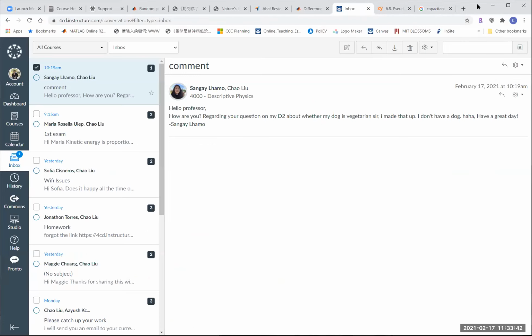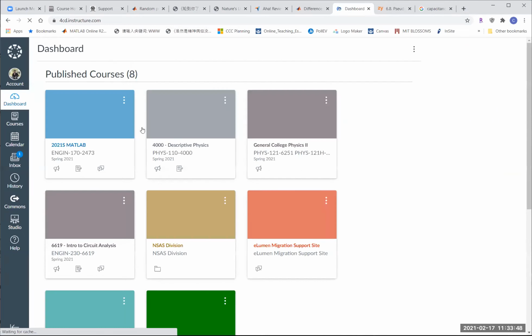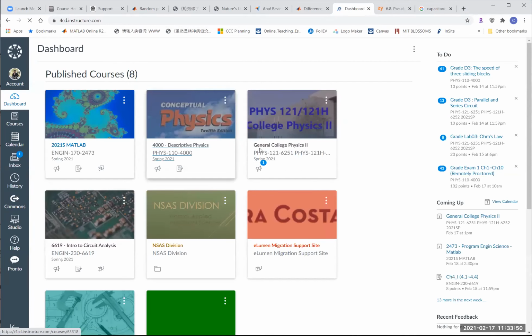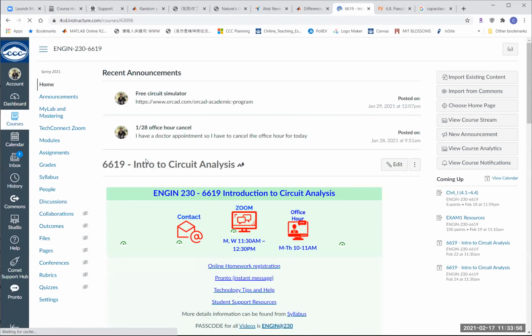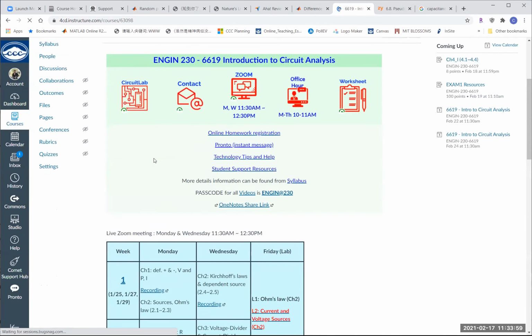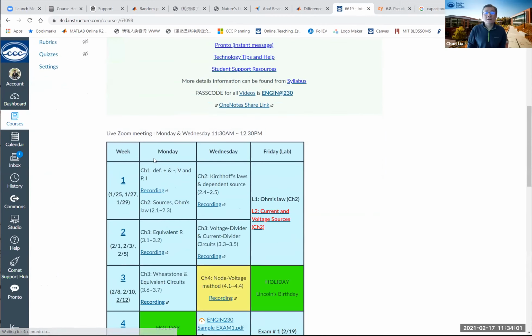Professor, we have studied a part of chapter 4, 4.1 to 4.4. It's going to be in the exam, right? Yes. But chapter 4 has many parts later. We just cover from 4.1 to 4.4, just the node voltage method.